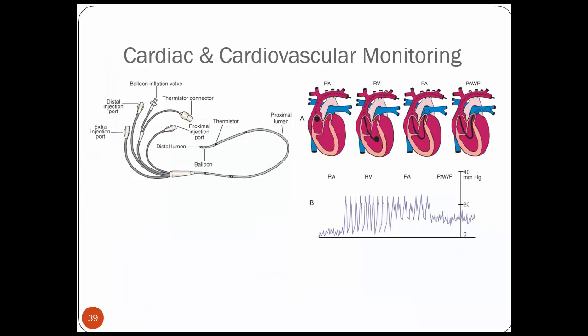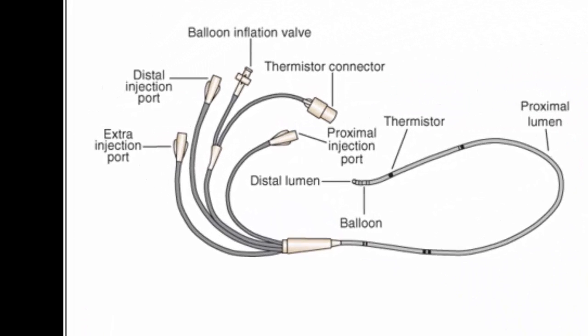This is figure 46-15 on page 1187. This is a quadruple channel pulmonary artery catheter, sometimes called a Swan-Ganz catheter. The distalmost channel, in other words, the distal injection port, is for measurement of pulmonary artery pressure. Blood can be aspirated from this channel for mixed venous oxygen measurements. A second channel, which is the balloon inflation valve, is used to inflate and deflate the distal balloon.